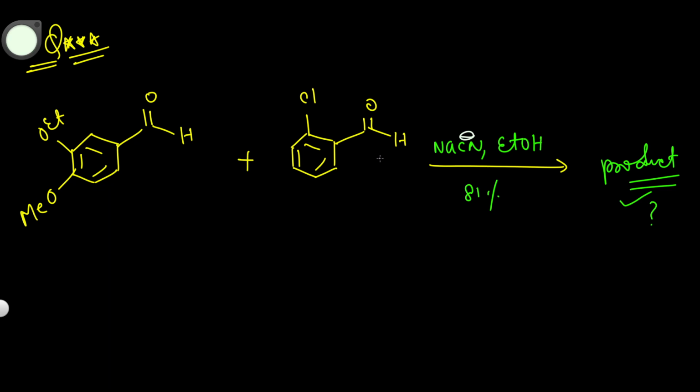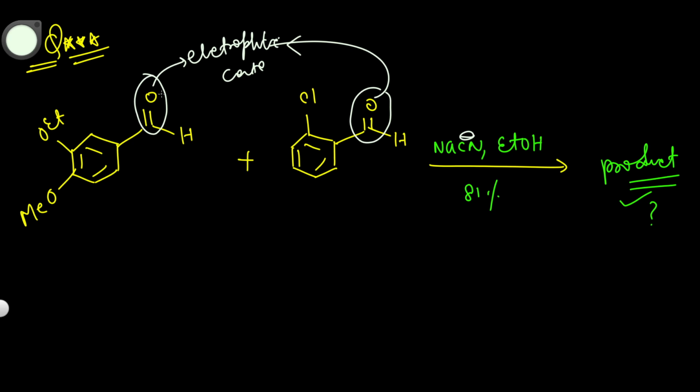How will we see it? Here we have two electrophilic centers. This position and this position also. So both are electrophilic centers. Now you have a confusion: where will the CN minus attack, either this position or this position? So you have to decide which position is the most electrophilic.